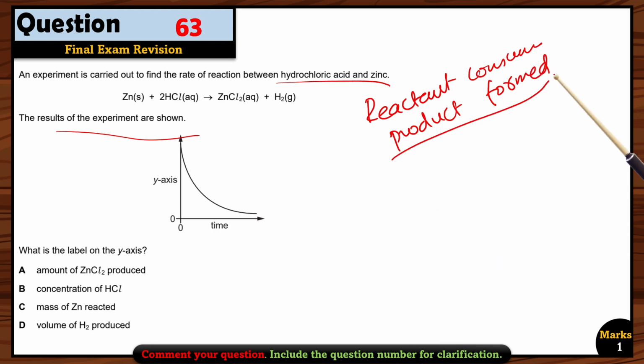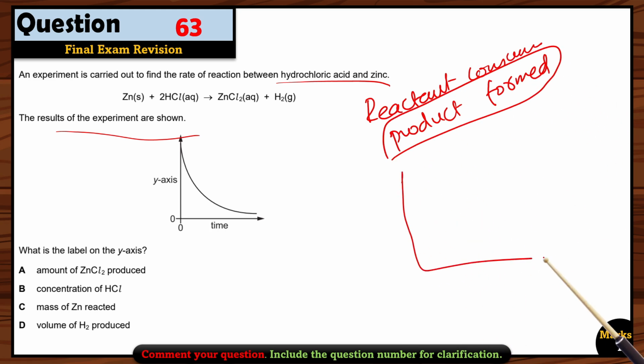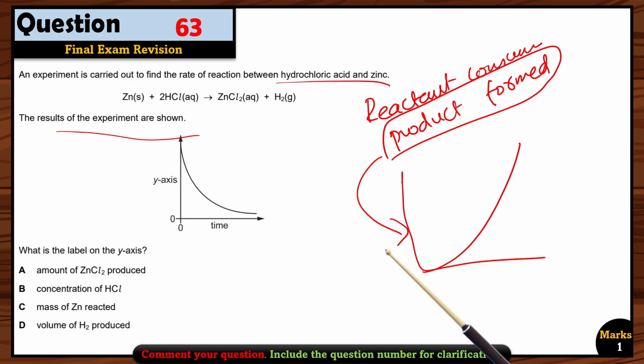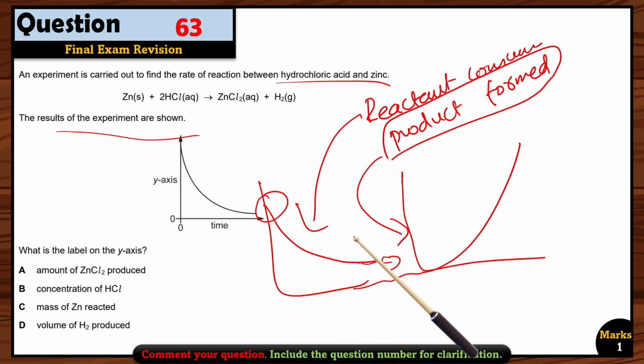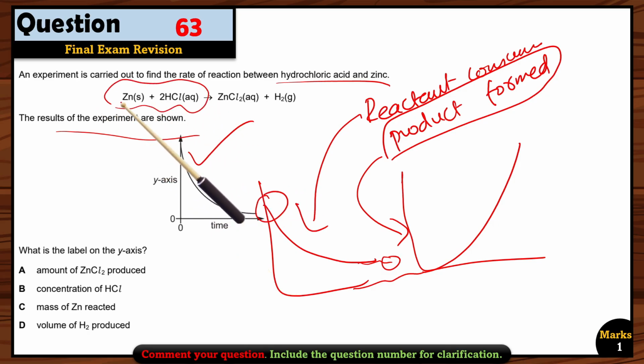So if you are measuring the product formed, then your graph will always start from 0 and go towards the top. Okay, and for reactants it is always from the top to the bottom, because at the top you have more reactants and slowly they are consumed. So if the graph is like this, it means they are talking about the reactants. They are actually measuring the reactants now. Can you see in this graph, it is coming from the top towards the bottom. So the option can be zinc or HCl. What is the label on the y-axis? It can be either zinc or HCl.